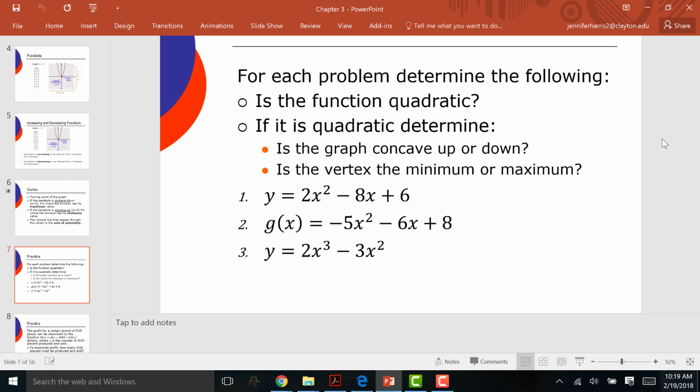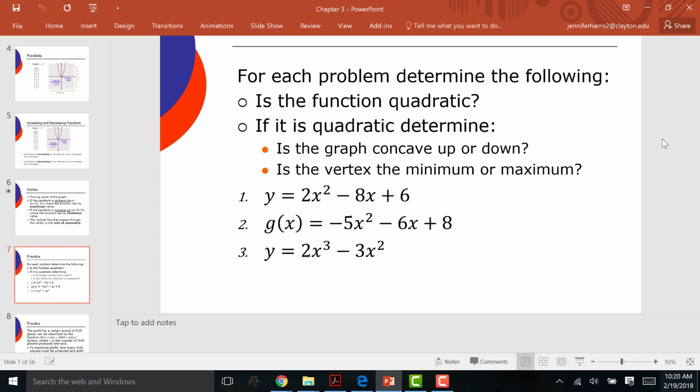Does it concave up or concave down? Up. Why? Because it's positive. The A in the front is a 2, so that's a positive 2, so it's going to open up. Is it going to have a maximum or a minimum point? A minimum. You just told me it opens up, so it's going to have a minimum.